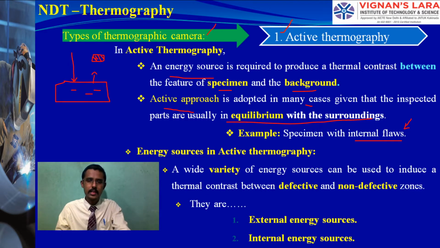The energy source in active thermography: a wide variety of energy sources can be used to introduce a thermal contrast between the defective and the non-defective regions. If there is no contrast, it is not possible to identify the defects or discontinuities, and the energy will be wasted.